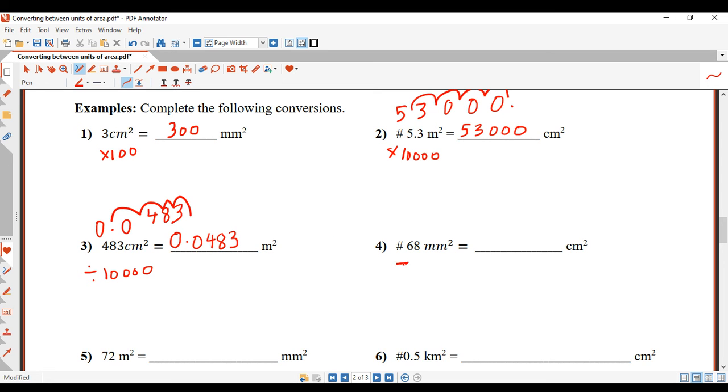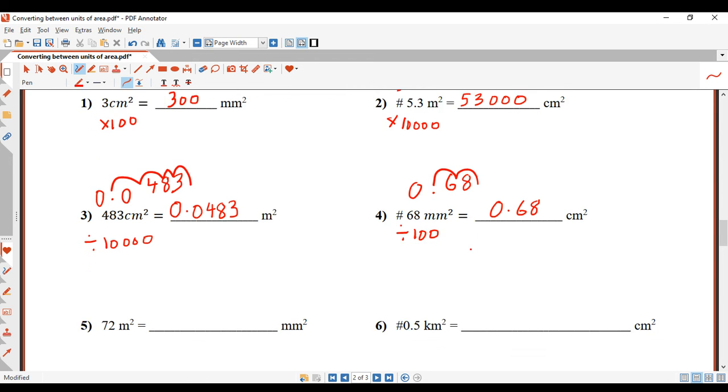Okay, so dividing by 100. Now, if I'm dividing by 100, there's 2 zeros in 100. So I'm going to move the decimal point left 2 places. So in a whole number, if you remember, the decimal point starts after the last digit, and I'm going to go left 2 places. So 1, 2, decimal point goes there, and I put a 0 out the front. So my answer is 0.68. All right, let's have a look at the next question.